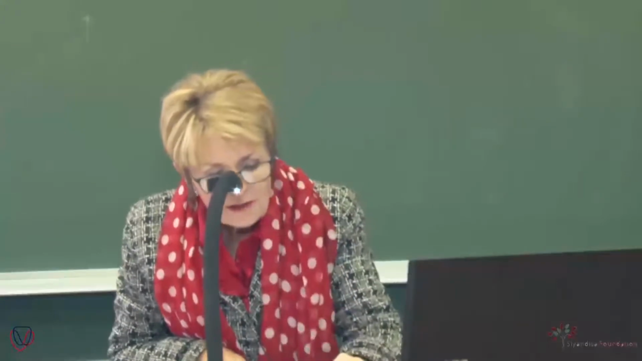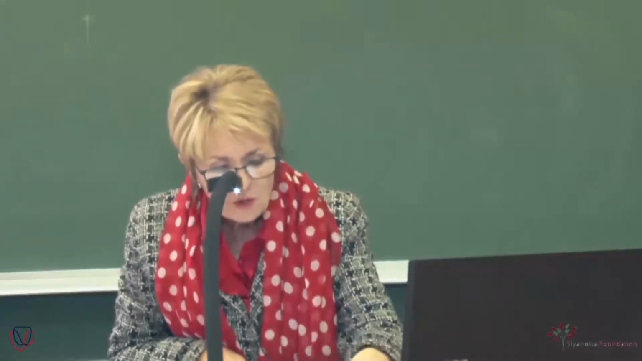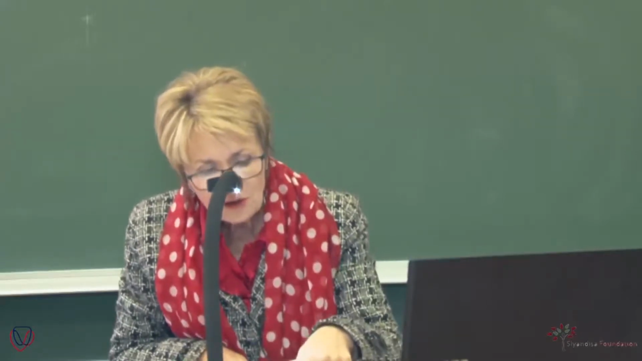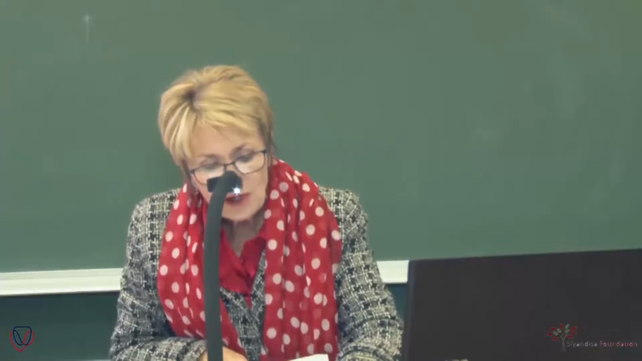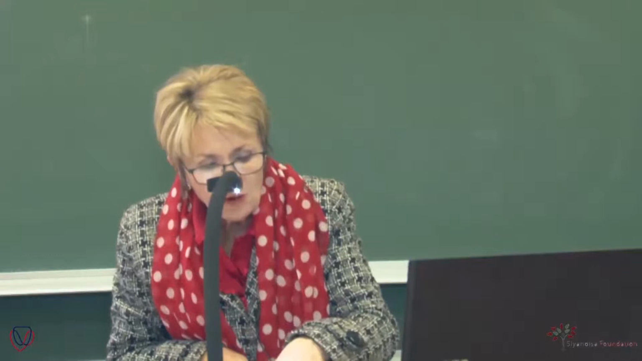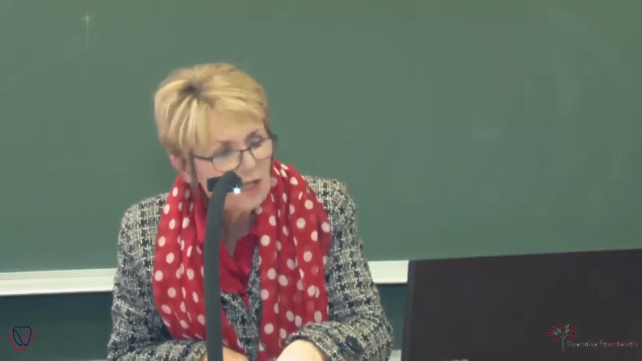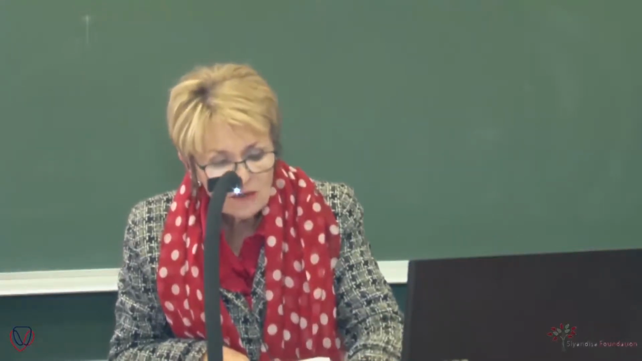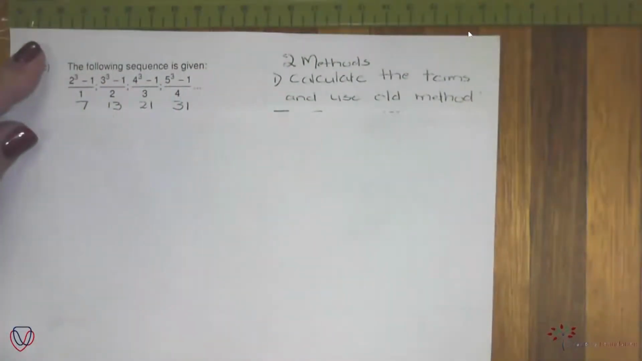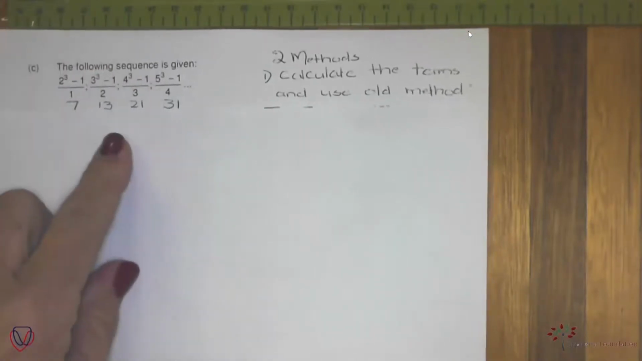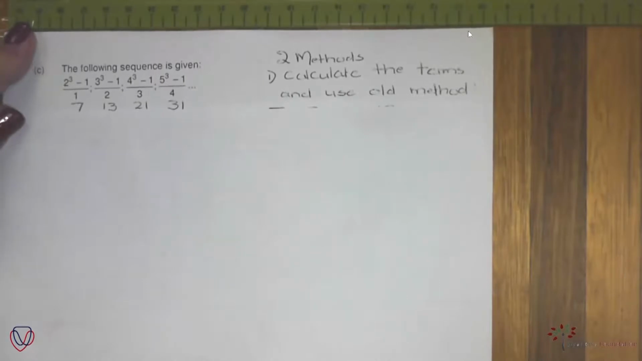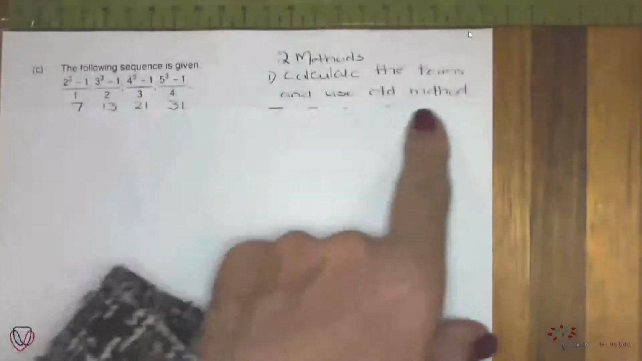This is going to be 8 minus 1, which is 7. This one is going to be 27 minus 1 divided by 2, 13. This one is going to be 64 minus 1 divided by 3, 21. 125 minus 1 divided by 4 gives you 31. So there, you could actually write down the pattern. And I would have done that, most definitely. So let's look at my method, and then I'll show you another method, which is also going to give me the same answer. Calculate the terms and use the old method.